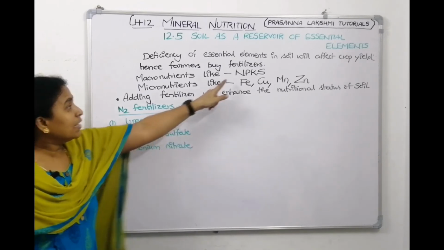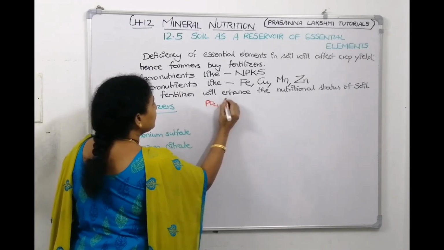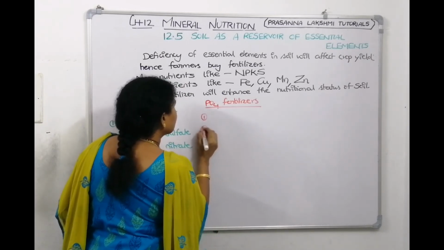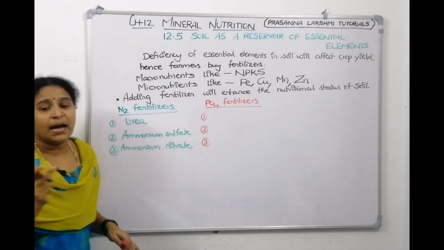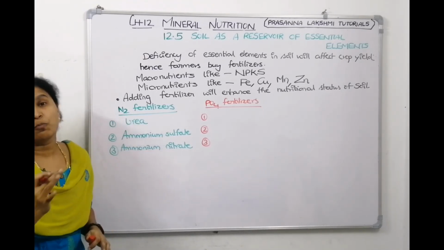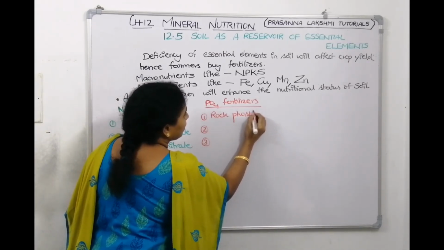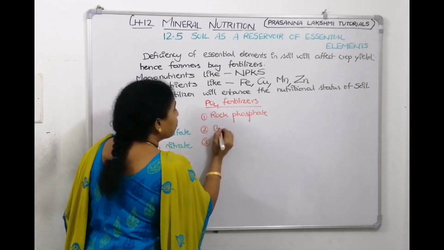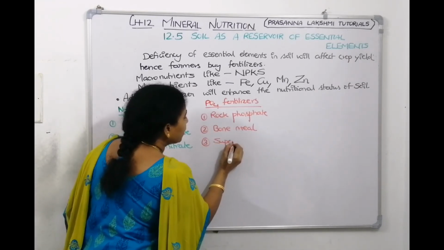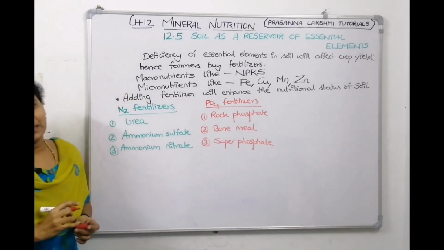I told you the plant needs more phosphorus also. What phosphorus fertilizers are there, we will see in the market. The names of the phosphorus fertilizers which are there in the market are: rock phosphate is one brand. Second one is called bone meal, which is also rich in phosphate. The third one is called super phosphate. So these are the three forms which the farmer will buy and add to the soil.